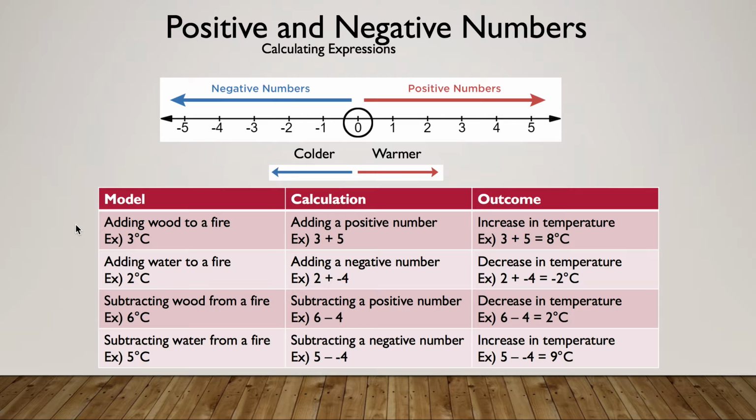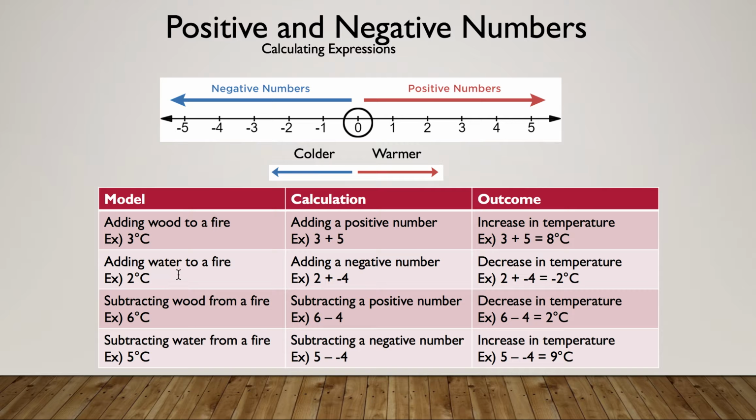calculating expressions. So, if we take a look at the first case, you're adding wood to a fire. So, if you start at 3 degrees, you're adding fuel. Then you're going to make it adding a positive number, and then you get 3 plus 8 is equal to 8 degrees Celsius.